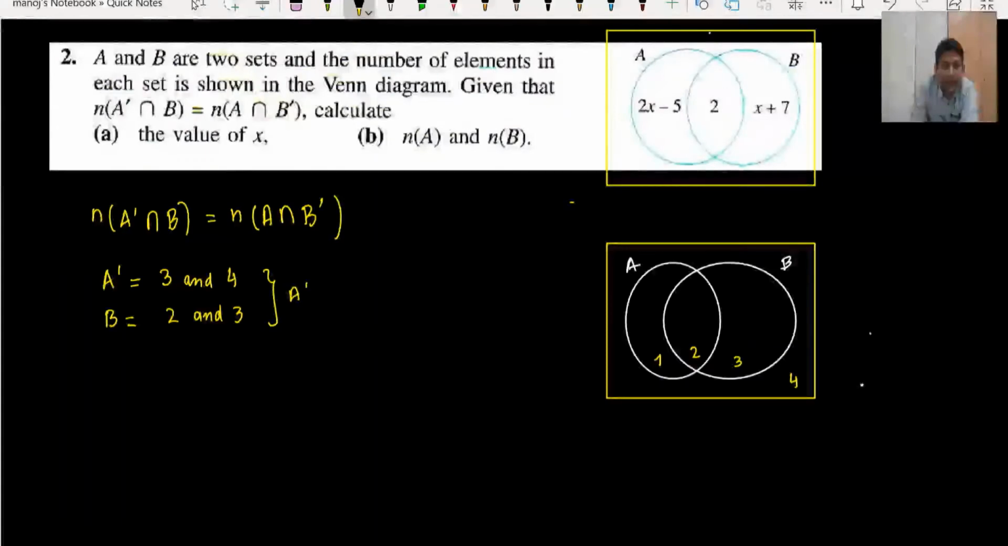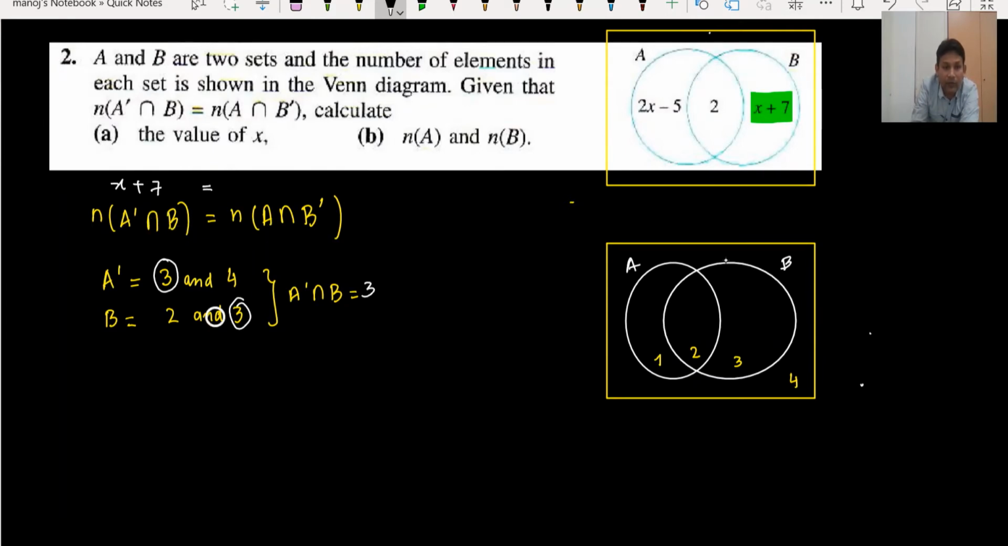The number of A complement intersection B. So which area is common in both? When you see 3 and 4, 2 and 3, it means 3 is the common area. So the result for this is only 3. And what do we have in 3? In this area 3 we only have x plus 7. So I will write here x plus 7, because this complete area is x plus 7.